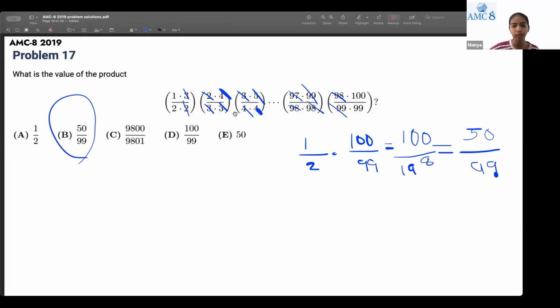That is the total value of this product instead of solving all of this. If you would want, you can solve all of this and you would still get the same exact answer.